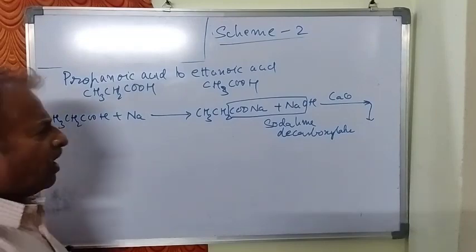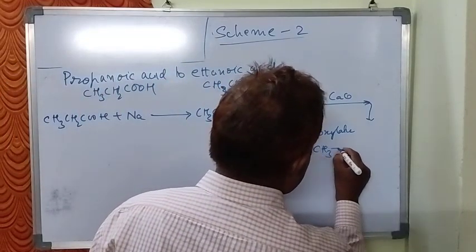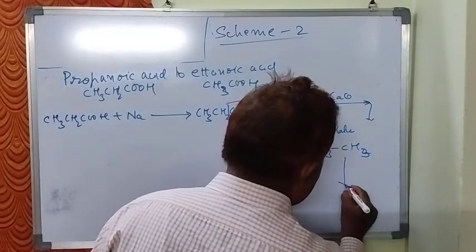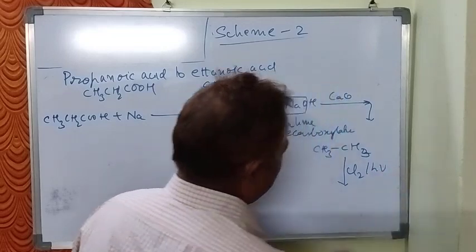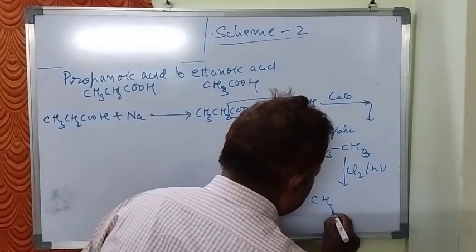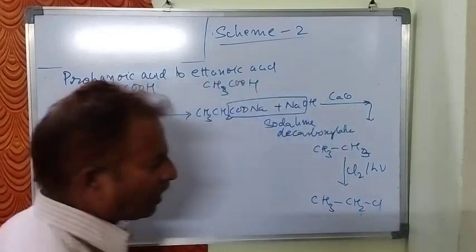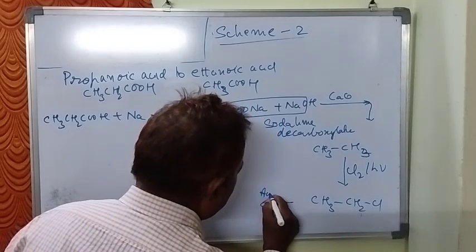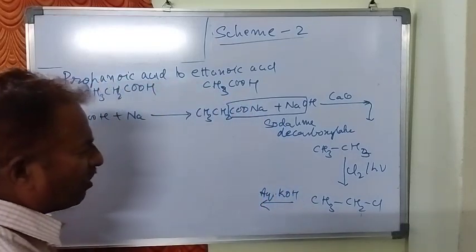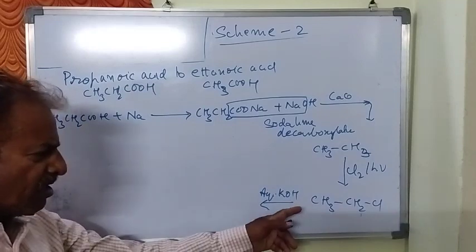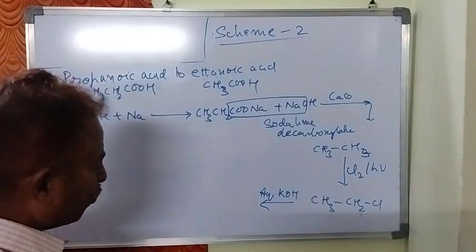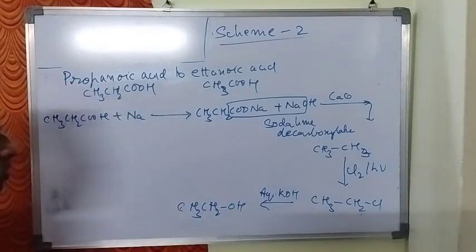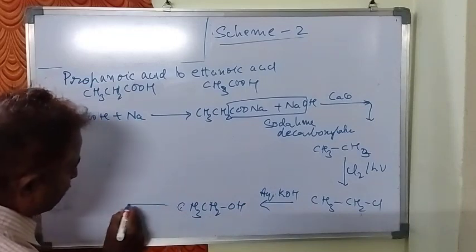So, when soda lime decarboxylation takes place, what do we get here? CH3CH3. Now, this is treated with chlorine in the presence of sunlight. Therefore, we get CH3CH2Cl. Right. This haloalkane is treated with aqueous KOH. When it is treated with aqueous KOH, the halogen atom is replaced by OH group. Therefore, we get CH3CH2OH.